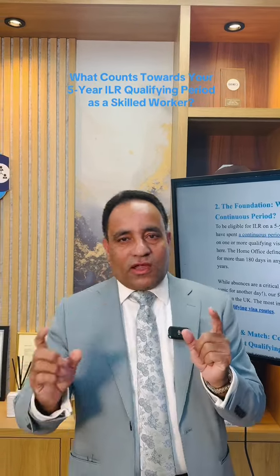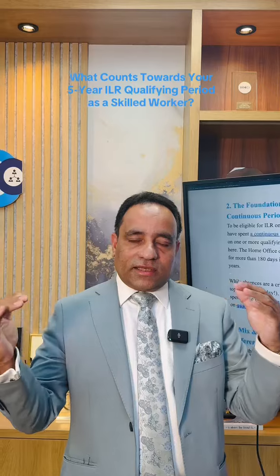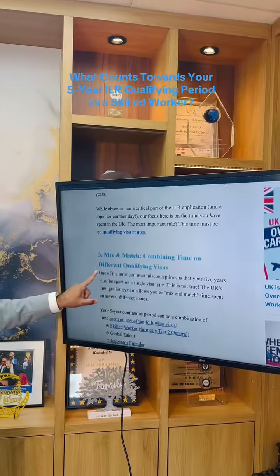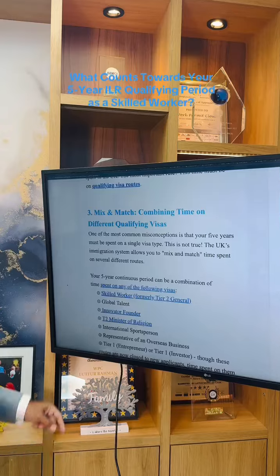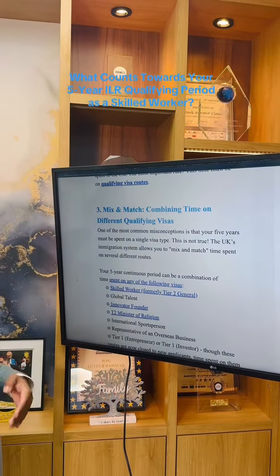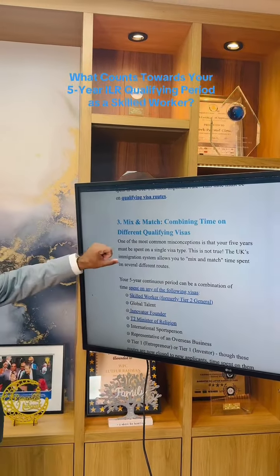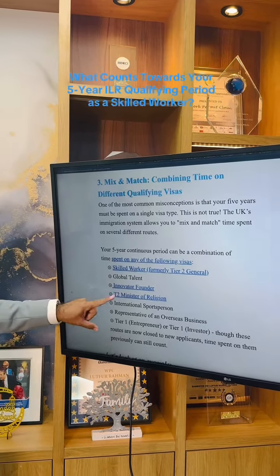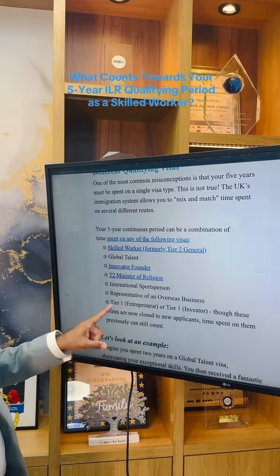There are lots of qualifying routes, and you can mix and match to make 5 years, combining time on different qualifying visas. So what is a qualifying visa? 5 years routes are like skilled worker visa, global talent, innovator, tier 2, international sportsperson, representative of overseas business, tier 1.